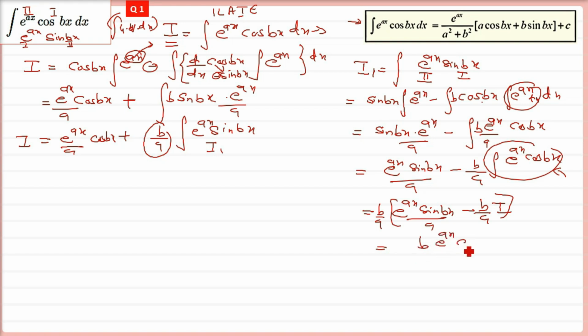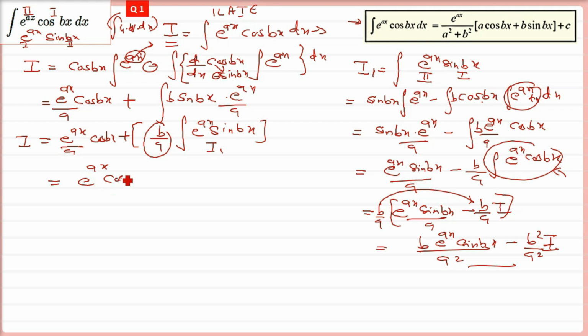So b, I'm multiplying now. So b e raise ax sin bx is the numerator, a into a is the denominator, a square. Now again b by a into b by a will be b square by a square with our I. Now I am taking this all and putting it in the original equation. So e raise ax cos bx by a will remain like that, plus b into e raise ax sin bx by a square. I'm just taking this and putting it here. Nothing, no change I'm making. Minus b square by a square I.